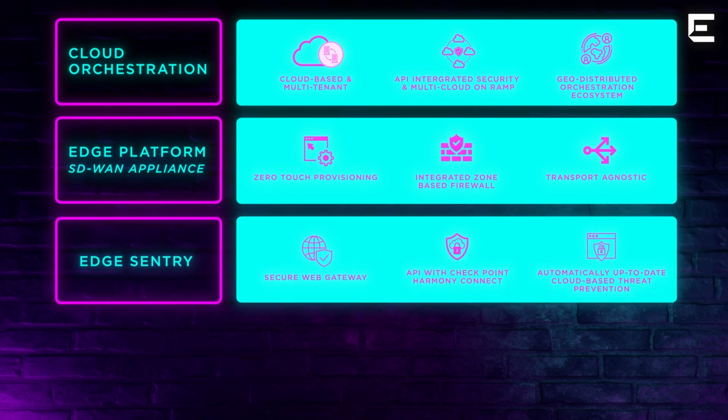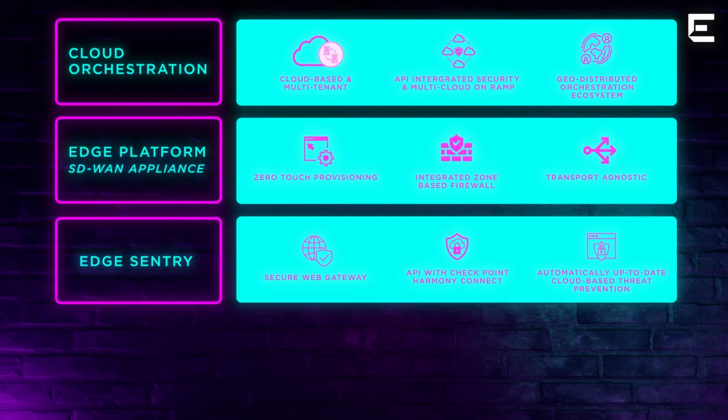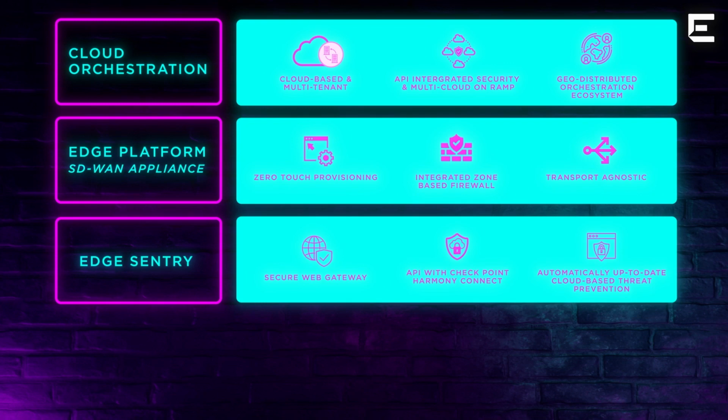You've also got Edge Sentry. Again, we'll talk in more detail later. But what Edge Sentry is a commercial and technical relationship with Checkpoint's Harmony Connect. You've got an API that seamlessly connects the Checkpoint SASE story to the ExtremeCloud SD-WAN story. Automatically updates all the cloud-based protection capabilities of that service. It also includes a secure web gateway.